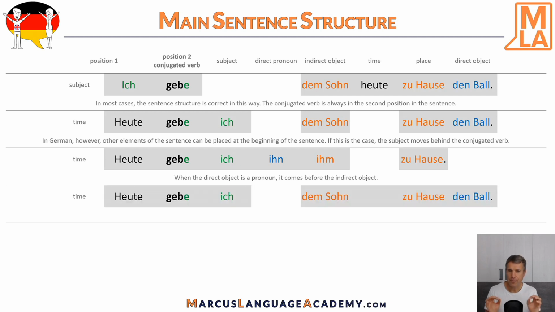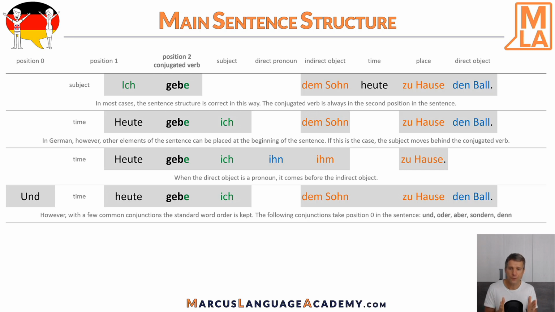However, with a few common conjunctions, the standard word order is kept. Und heute gebe ich dem Sohn zu Hause den Ball. Literally, and today give I to the son at home the ball. The following conjunctions take position, let's say, 0 in the sentence. Und, oder, aber, sondern, denn.